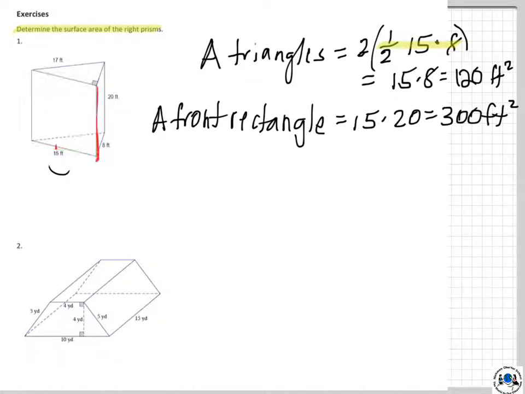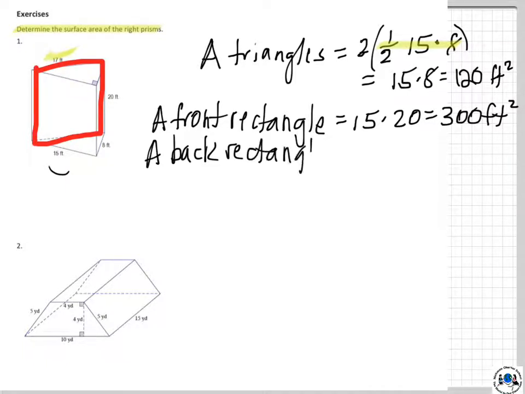Moving right along. Next, we want to have that other piece right there. That is another face, just with a different dimension. As you can see, we have 17 feet over here, versus the other different measurement. So we have that 17 right there, and let's call it the back rectangle. 17 times 20, and that equals 340 square feet.